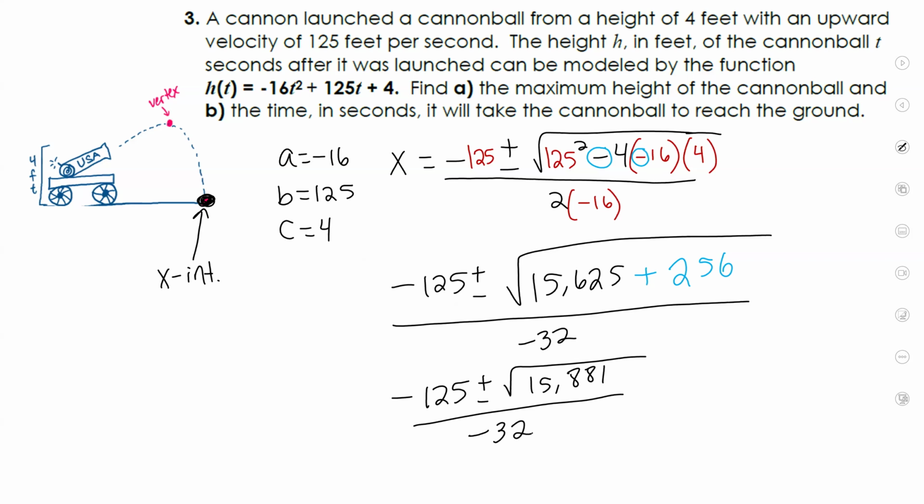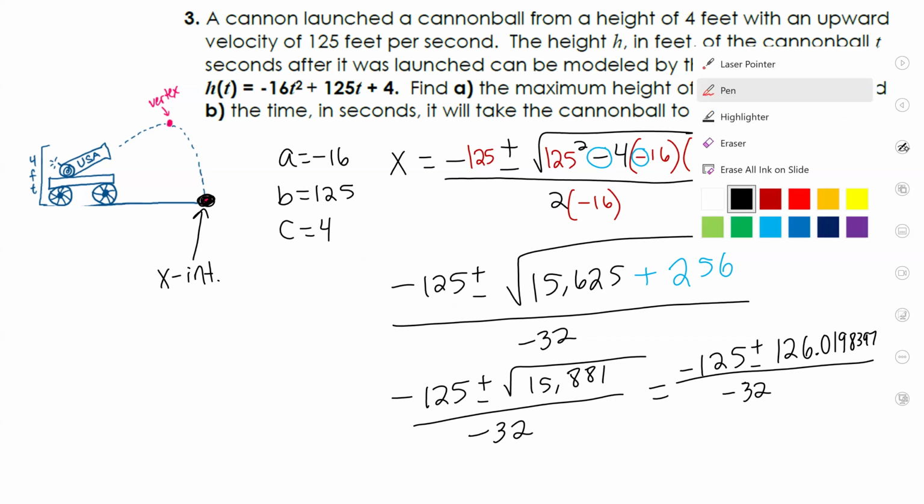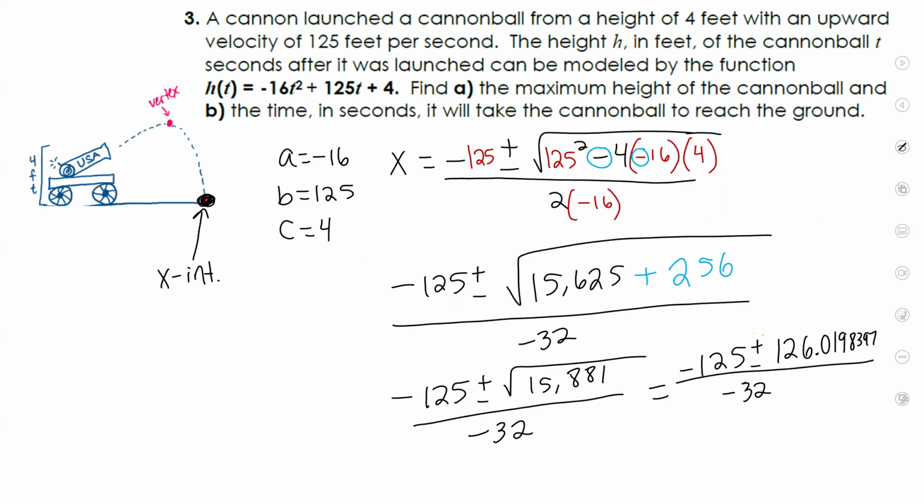You guys should be following along in your blue calculator so that you know how to find these numbers on your own. Okay? Now, we're going to take the square root of that. Can someone tell me what the square root of that is? 126.0198397. Lots of numbers. Divided by negative 32. Now, guys, listen. We are talking about time. The quadratic formula will give you two answers. One where you have to add and another one where you're going to have to subtract.